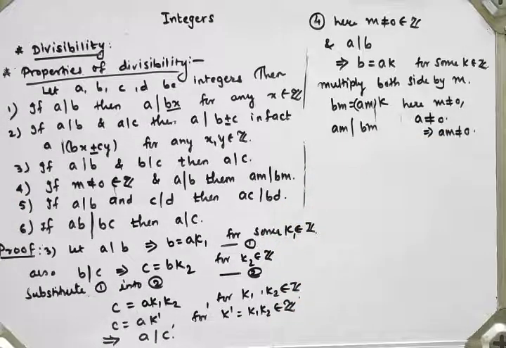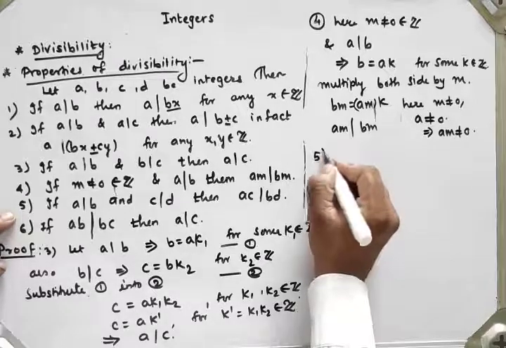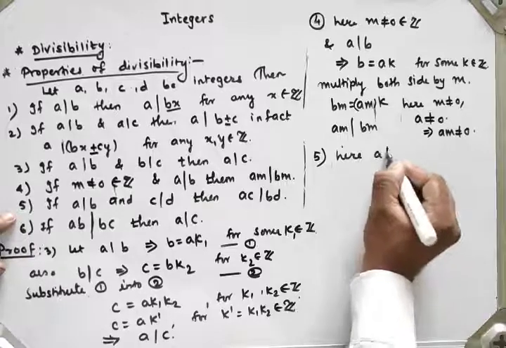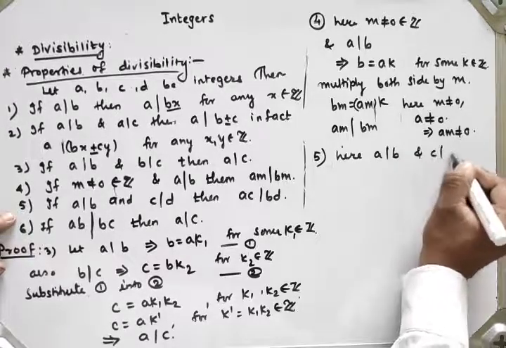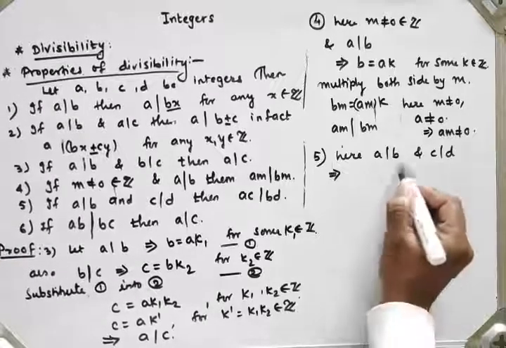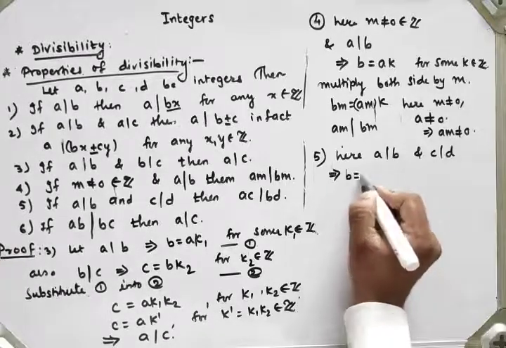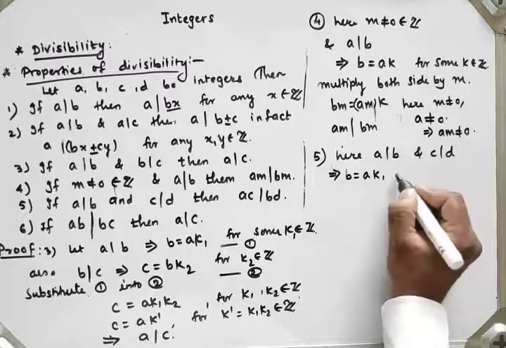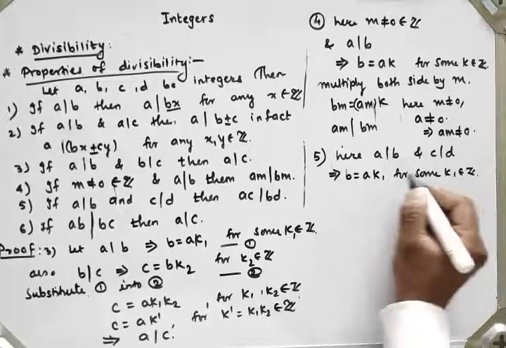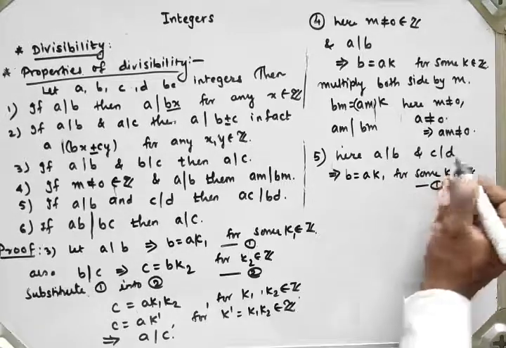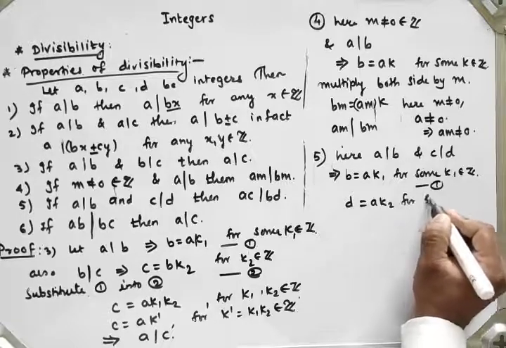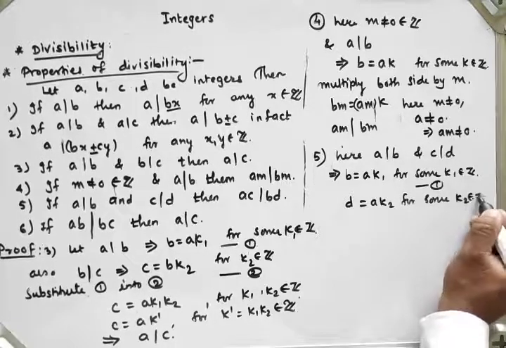Now let's see the fifth. What is given here? a divides b and c divides d. Then by using the definition of divisibility, b is equal to a into k1 for some k1 belonging to the set of integers. This is equation number 1. And c divides d means what? By using the definition, d is equal to c into k2 for some k2 belonging to the set of integers.